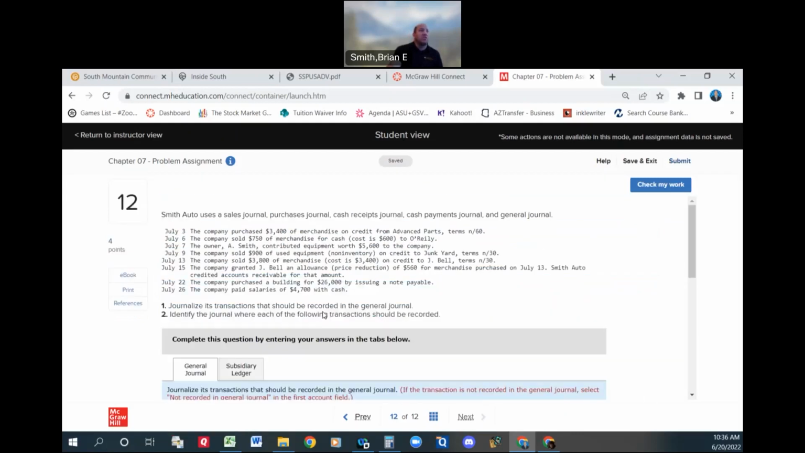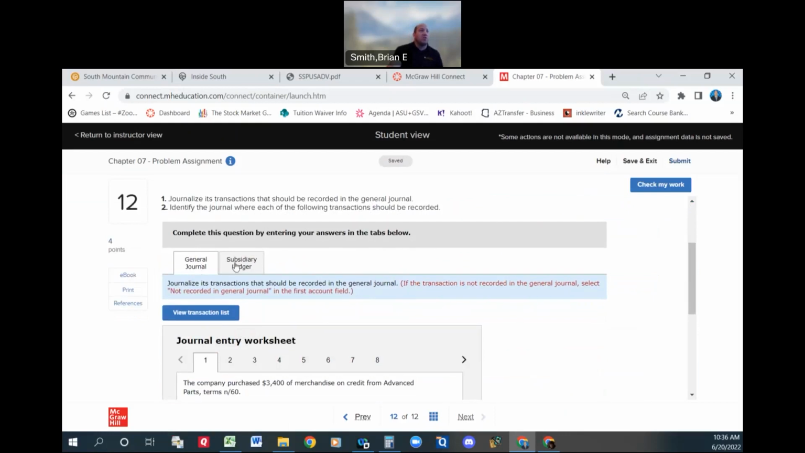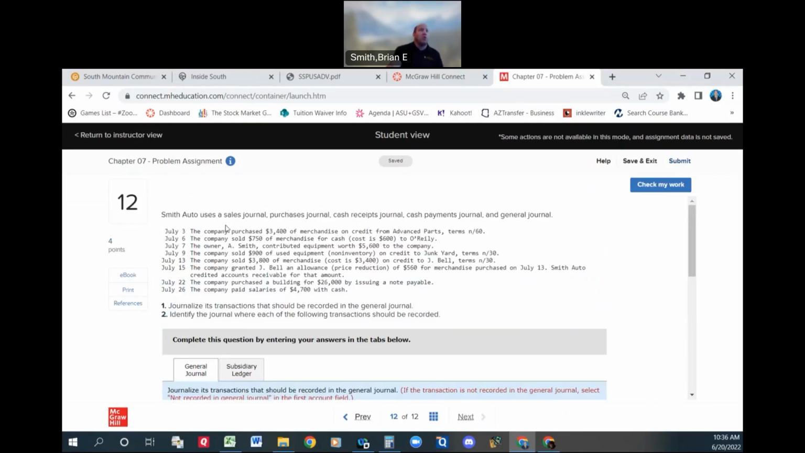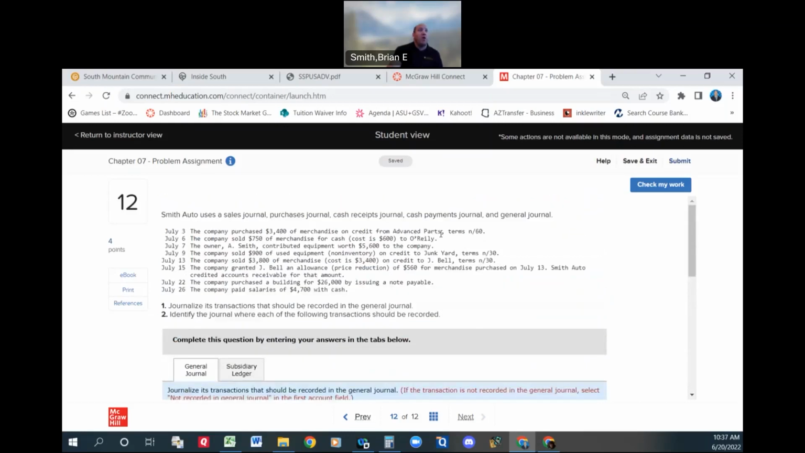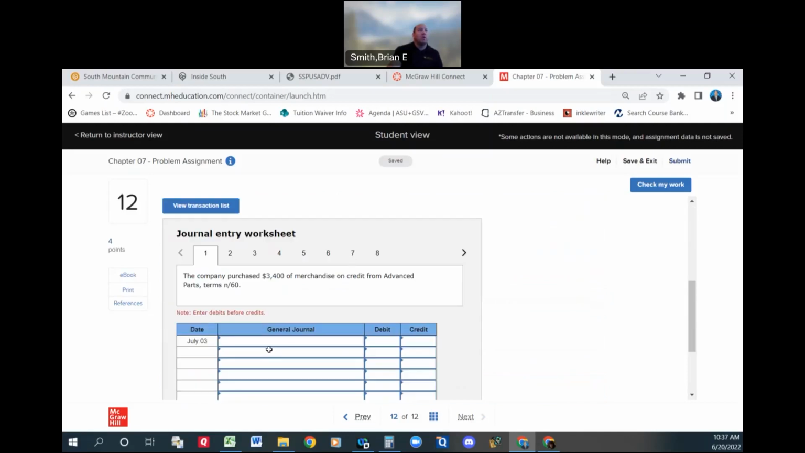This last one here is for the general journal now, okay? So we have the general journal and a subsidiary ledger. These are the ones we're going to put in here as journal entries. Company purchased merchandise on credit. No. Sold $750 merchandise for cash. No. Owner contributed equipment. There we go. So here we're going to put no journal entry. We're not recorded in general journal. Sold merchandise, not recorded. Okay, this one we're going to do this. So we're debiting equipment for 5,600, and then A Smith Capital for 5,600.